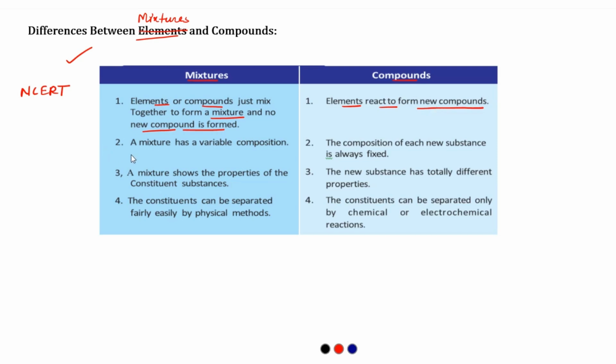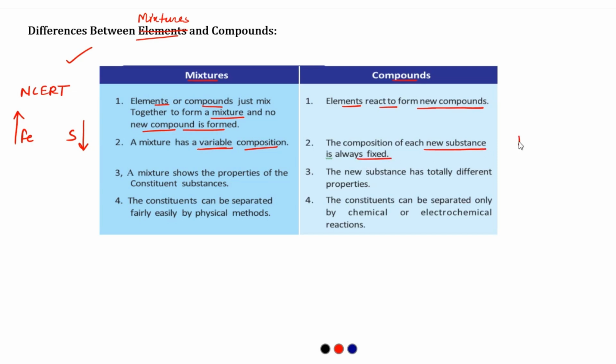Second one, a mixture has variable composition. So in a mixture, all the elements will be separate. They can show their own properties. That's why they have variable composition. Imagine if you take iron filings and sulfur powder, you can take a high amount of iron filings and a small amount of sulfur powder. It doesn't matter in mixtures. But whenever you are preparing a new substance, then the composition should be fixed.